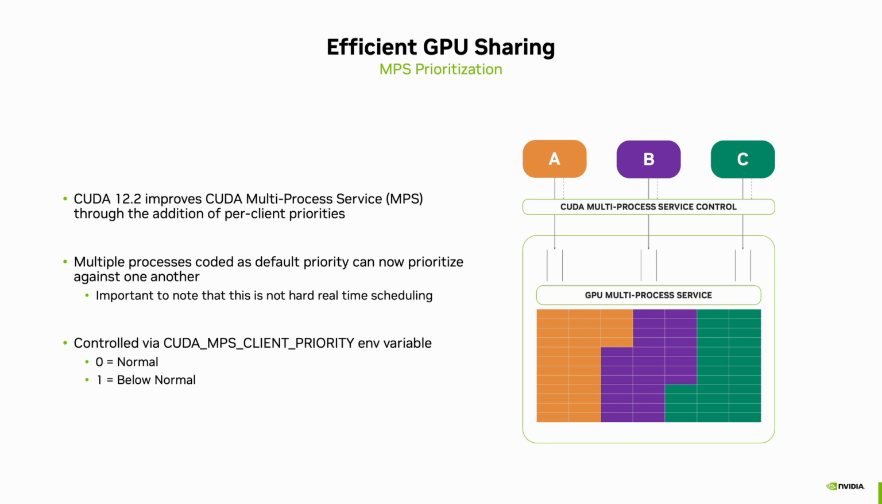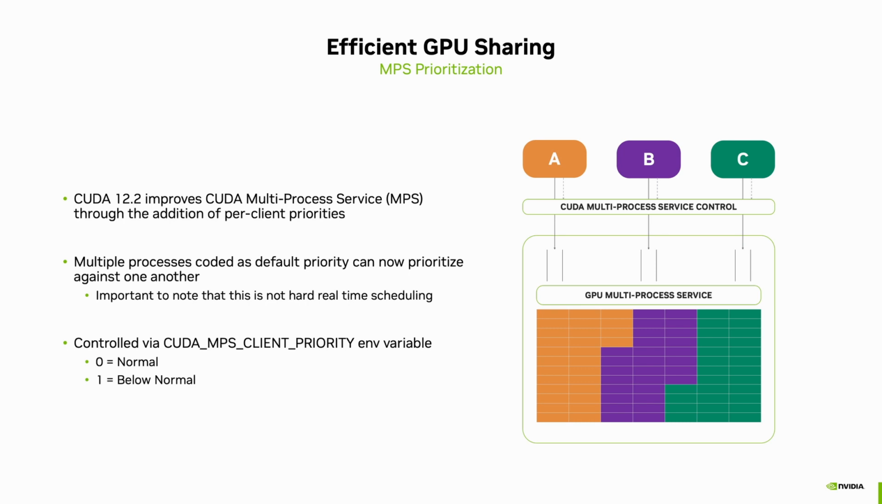And the way that you control that is with the CUDA MPS client priority environment variable. You can set that prior to running your application. If it's unset, or if you set it to 0, your application will run at a normal priority level. If it's set to 1, which equates to below normal, your application will run with a lower than normal priority. And this could be a background job or something that you want to process data continually, but you want to be able to interrupt it or sit on top of it, if you like, with a more high priority application.